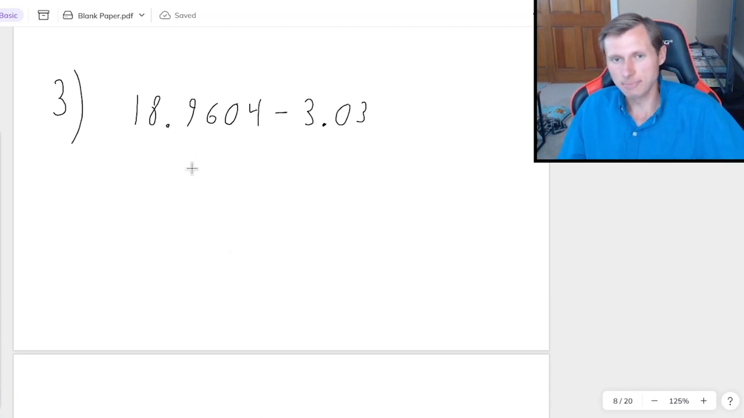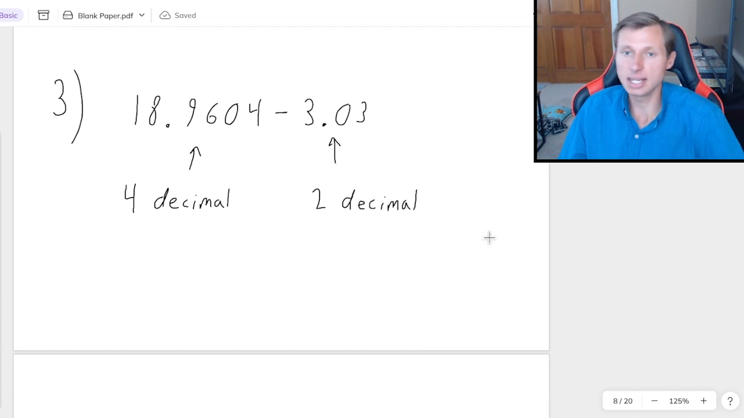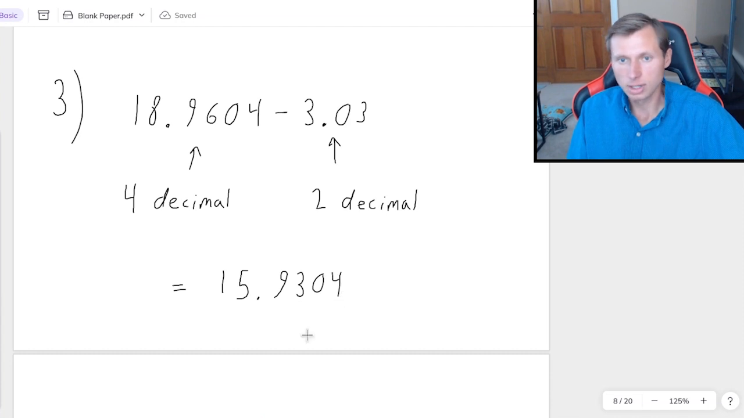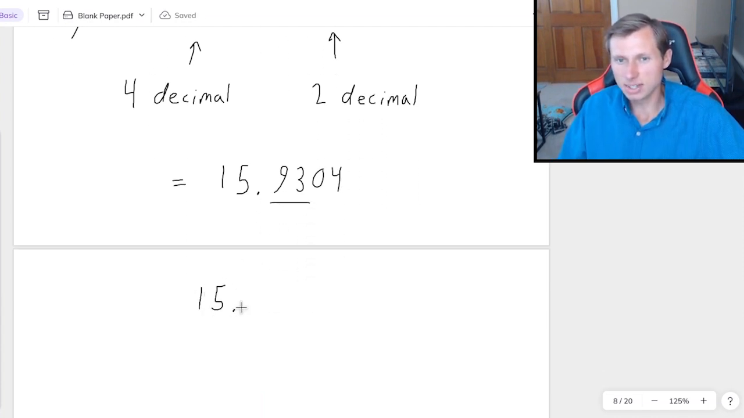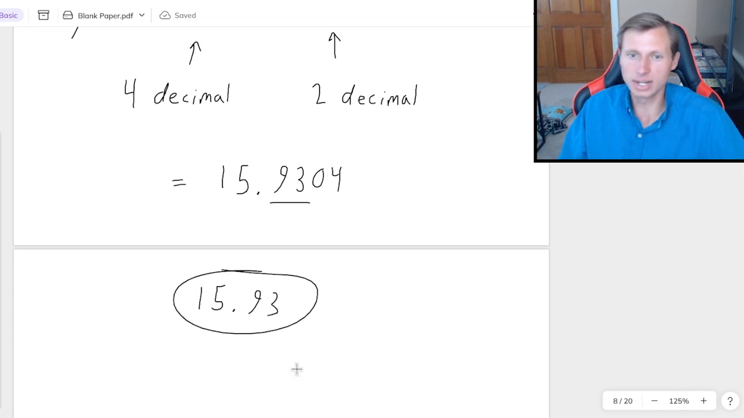And here's the solution. The first number has 4 decimal places, and the second number has only 2. So I know when I get my final answer, I need to keep it at 2 decimal places. So then it's 18.9604 minus 3.03, giving me 15.9304. But since I only want to round to 2 decimal places, looks like my final answer is 15.93, and that's it. So that's going to do it for today's video on sig figs.